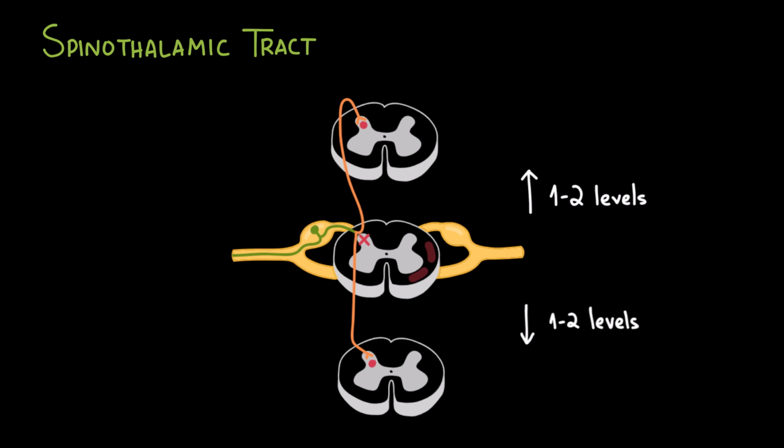After that synapse, they take the usual route, so the second-order neuron crosses over the anterior white commissure and goes over to the opposite side of the spinal cord, and then ascends in the anterolateral spinothalamic tract, just like we discussed earlier. These ascending and descending fibers, here painted in orange, form what we call the Lissauer's tract.